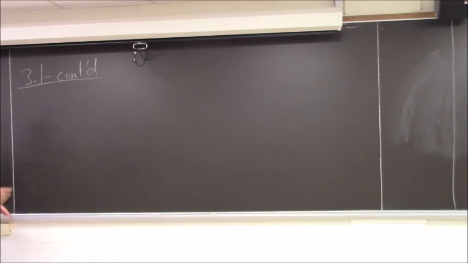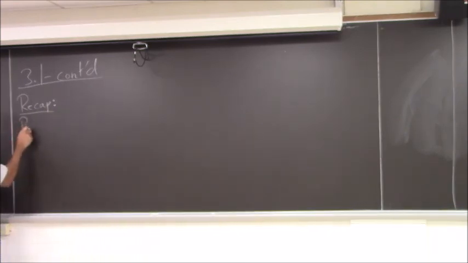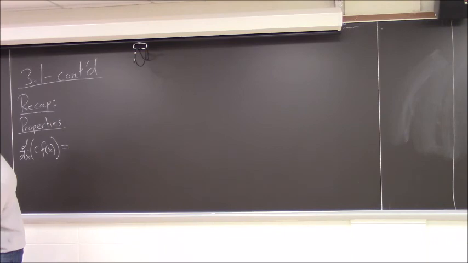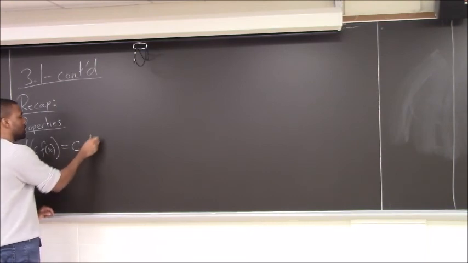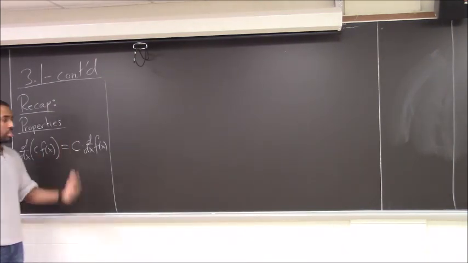Let's do a small recap of what we spoke about in 3.1. We started talking about some derivative properties, one of which was the constant factor rule. How do you differentiate a constant times a function? What did the rule say? You can factor the constant out and just differentiate the function. This is called the constant factor rule. So if you know how to differentiate the function and you have a constant times the function, you automatically know how to differentiate a constant times the function.